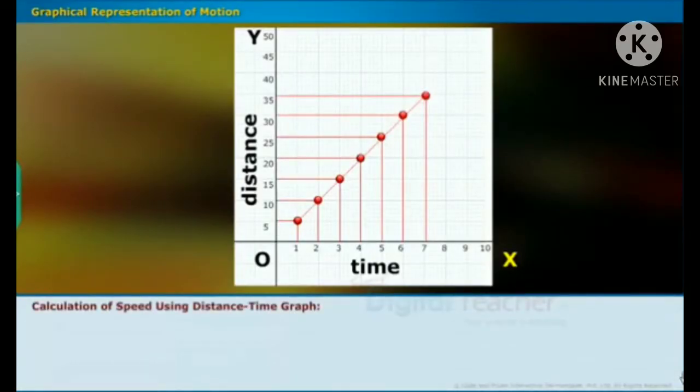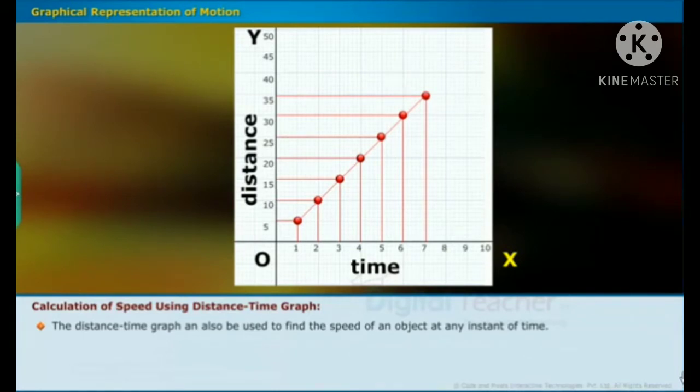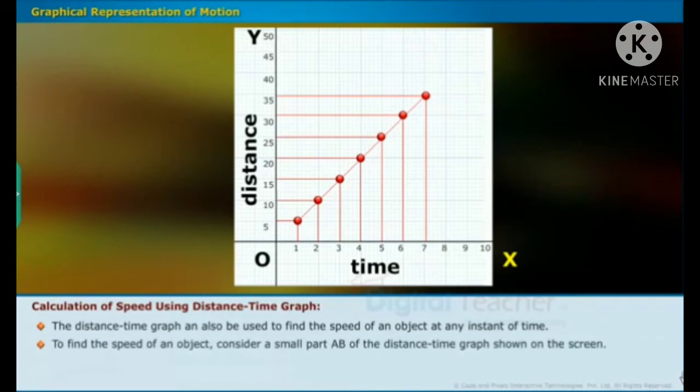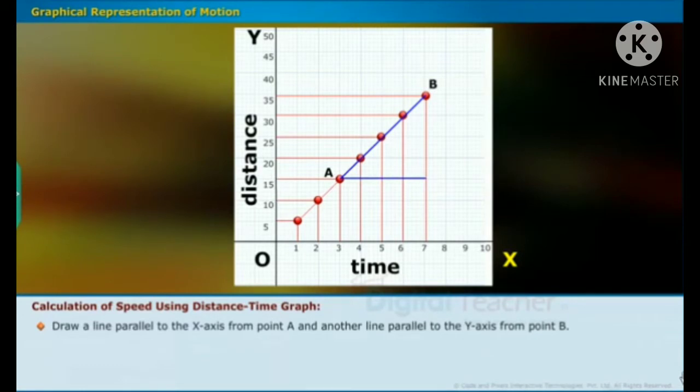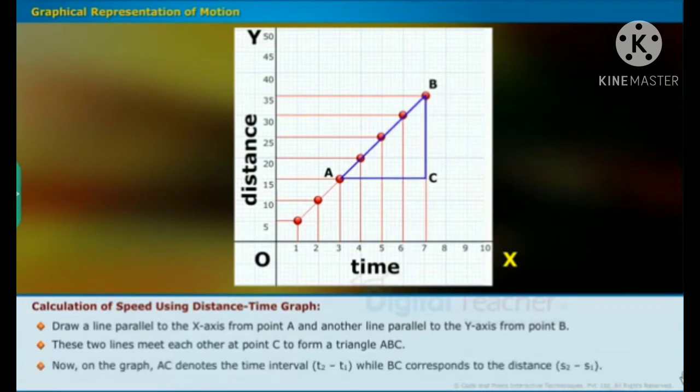Now let us know the procedure to calculate the speed using the distance-time graph. The distance-time graph can also be used to find the speed of an object at any instant of time. To find the speed of an object, consider a small part AB of the distance-time graph shown on the screen. Draw a line parallel to the x-axis from point A and another line parallel to the y-axis from point B. These two lines meet each other at point C to form a triangle ABC. Now on the graph, AC denotes the time interval T2 minus T1, while BC corresponds to the distance S2 minus S1. From the graph, it can be observed that in time interval T2 minus T1, the object traveled a distance equal to S2 minus S1.